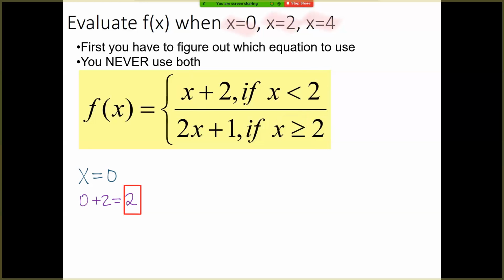So when x equals 2, we're plugging into 2x plus 1, which is 2 times 2 plus 1. 2 times 2 is 4 plus 1 is 5. So when x equals 2, I get a y value of 5.